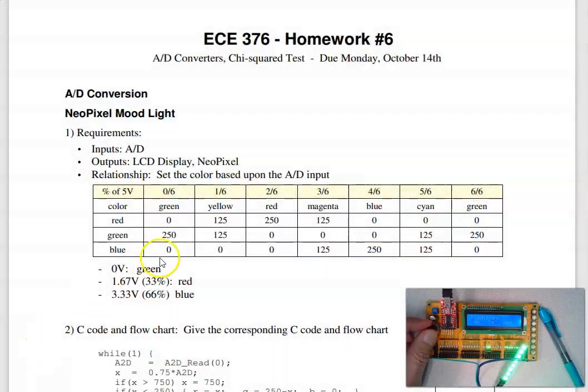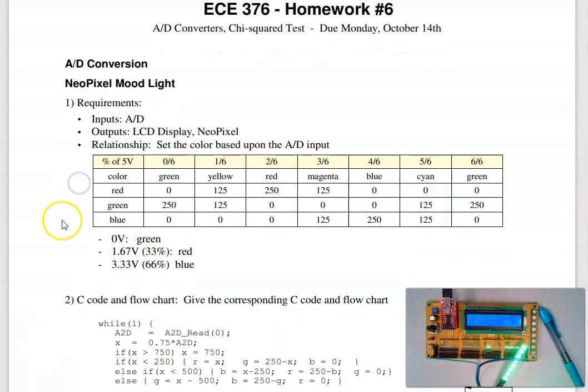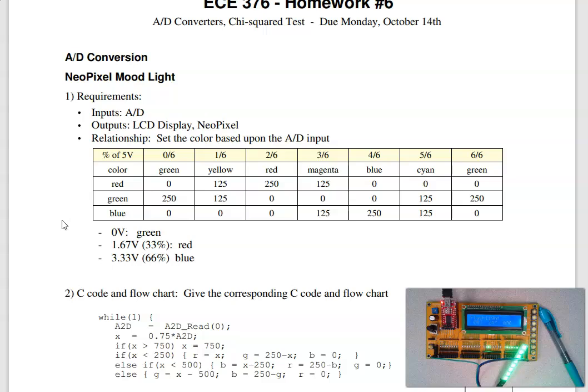Okay, how do I do that? Well, first you come up with the requirements. The requirements I want are the inputs is the analog input, output is the LCD display, and the neopixel, and the relationship, as I've varied the voltage, going between 0 and 100% of full scale, I want to go through the color wheel. So here's a couple points I'm going to pick out.